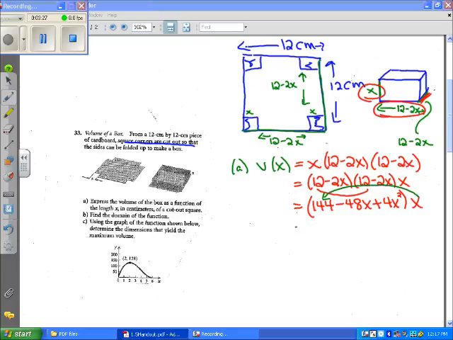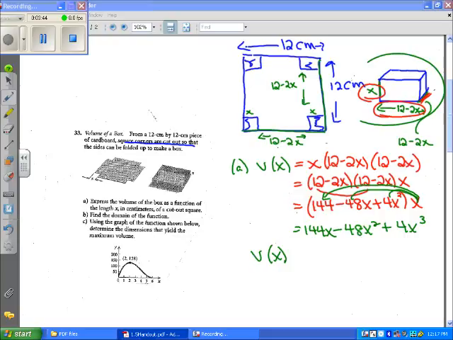I'm going to multiply this by x, this times x, and then this times x. Okay, so the volume of this figure is 144x minus 48x squared plus 4x cubed. Since each unit is in centimeters and this is three-dimensional, we will say centimeters cubed. Okay, so this concludes part A. We will continue with part B in the next video.